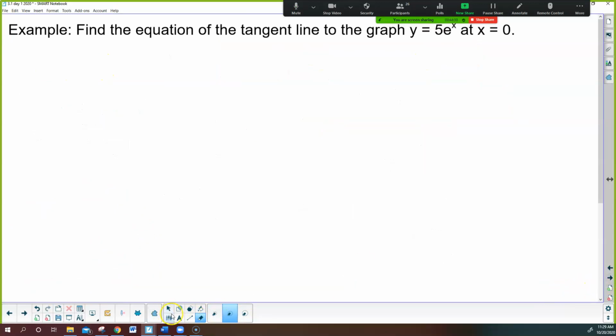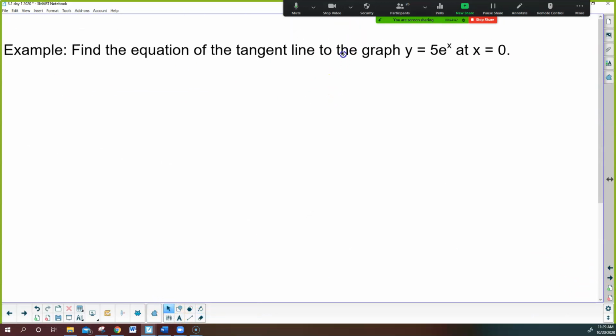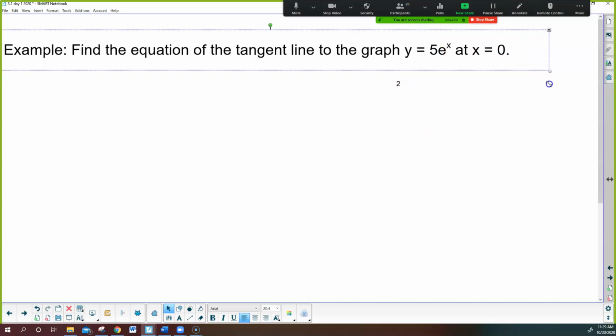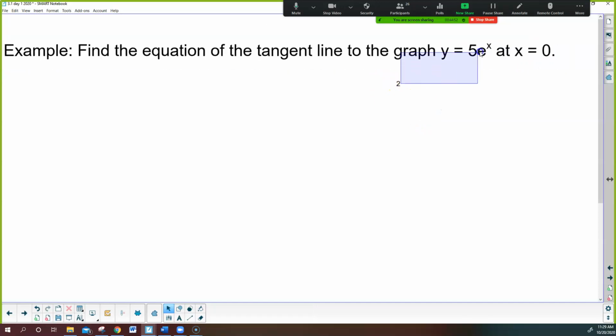Okay. This one didn't turn out the way that I wanted it to. This should be an x squared up here. For some reason, it didn't come out that way.